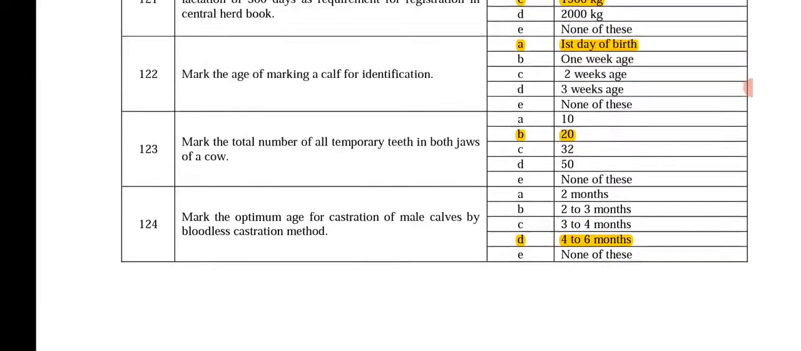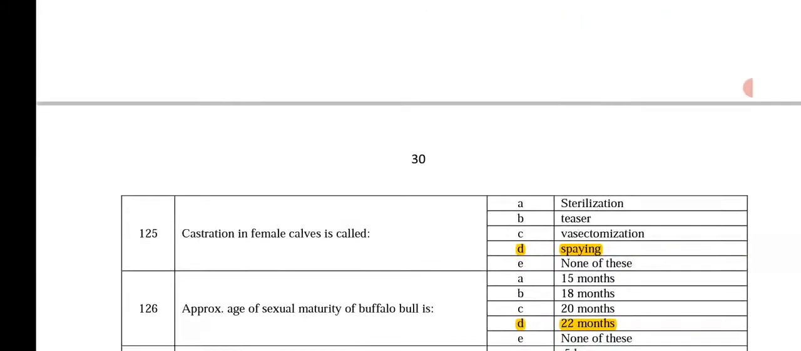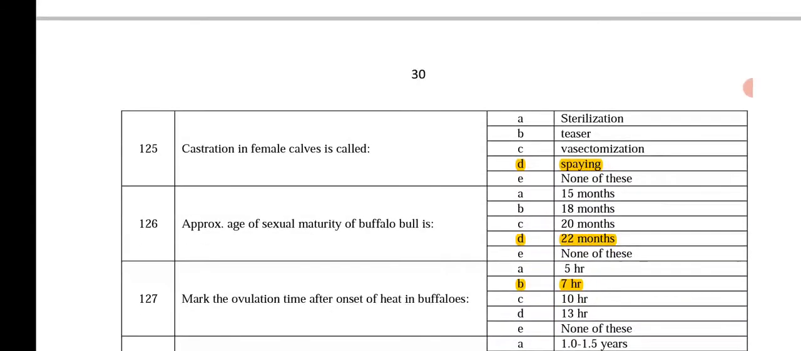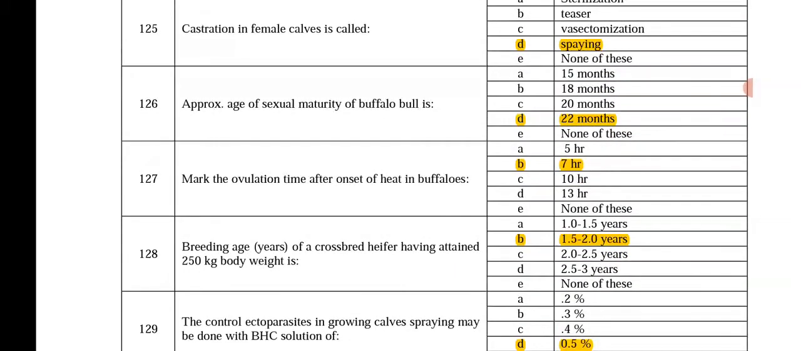Mark the optimum age for castration of male calves by a bloodless castration method: 4 to 6 months. Castration in female calf is called spaying. Approximate age for sexual maturity of bulls is 22 months. Mark the ovulation time after onset of heat in buffaloes: 7 hours.